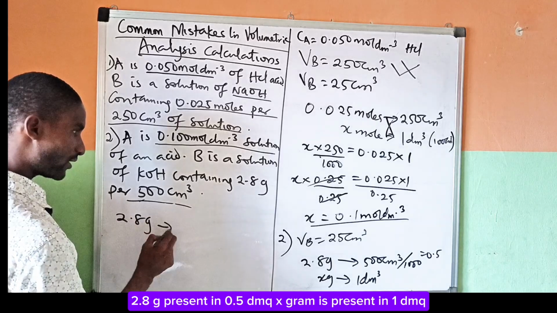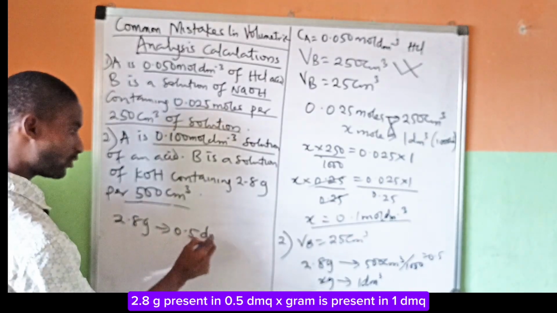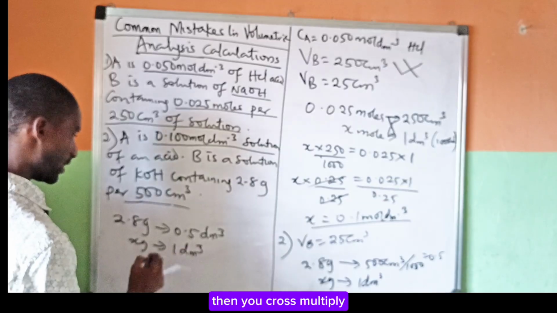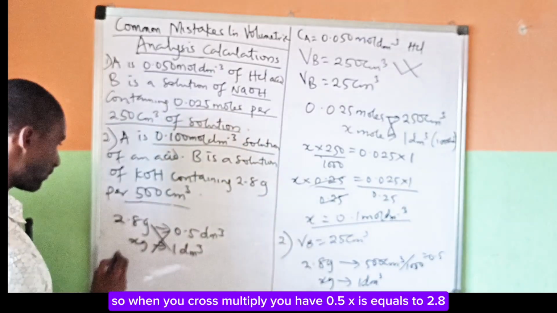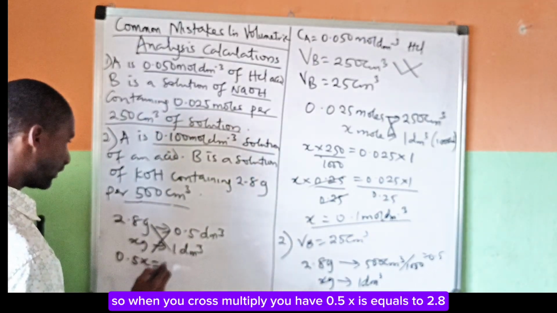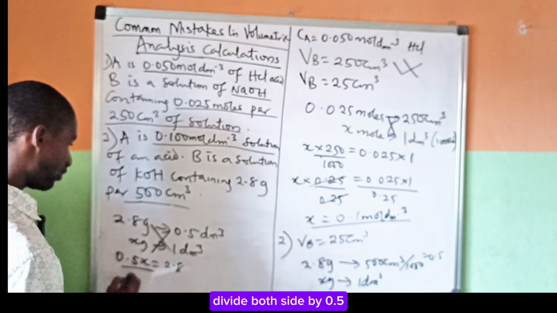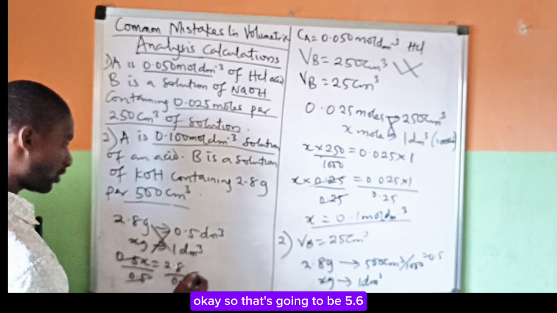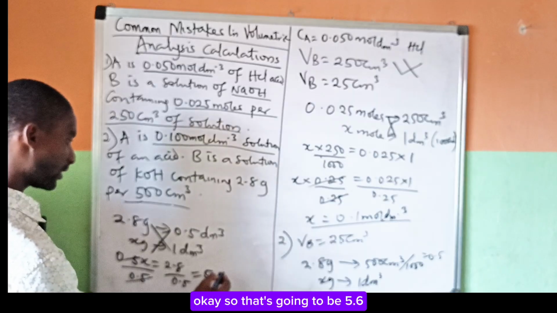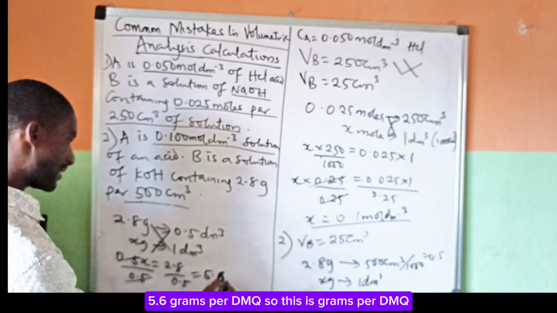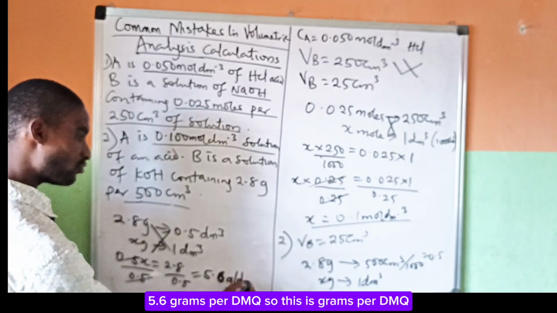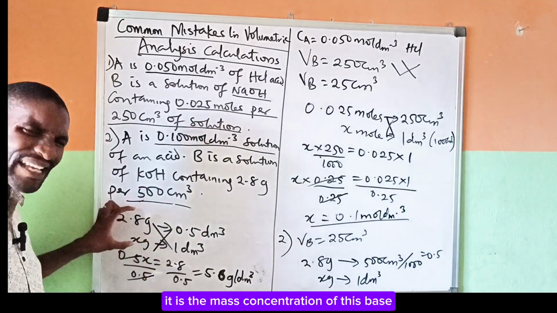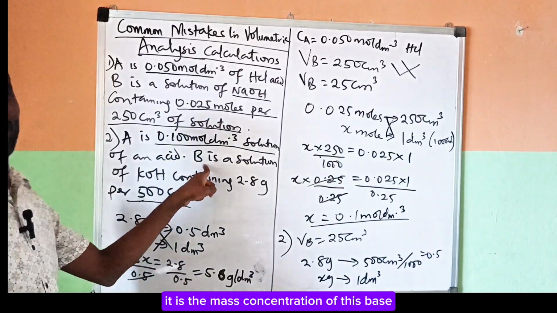So that is now going to be what? 2.8 gram present in 0.5 dm³, X gram is present in 1 dm³, then you cross multiply. So when you cross multiply, you have 0.5X is equal to 2.8. Divide both sides by 0.5. Okay, so that's going to be 5.6 grams per dm³. So this is grams per dm³. It is the mass concentration of this base.